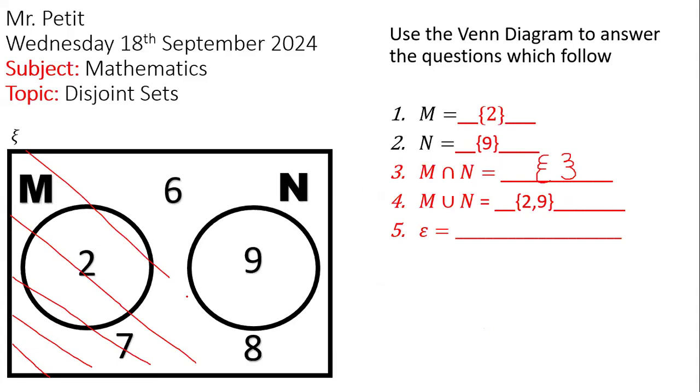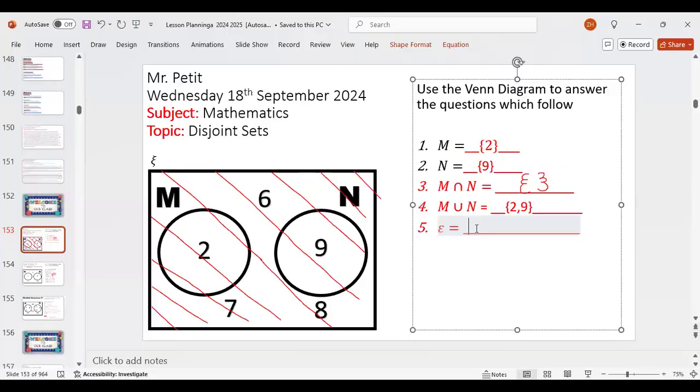So Paris, when I ask for the universal set, what numbers do I want? Everything. Give me the numbers. The numbers are 6, 2, 7, 9, and 8. I want them in order. The numbers in order are 6, 2, 9, 7, and 8. Start again from the lowest. Okay, 2.